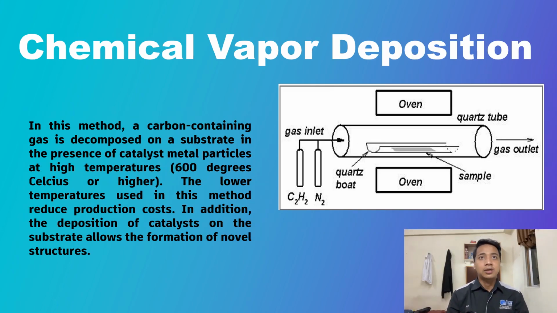In this method, a carbon-containing gas is decomposed on a substrate in the presence of catalyzed metal particle at high temperature, 600 degrees Celsius or higher. The lower temperature used in this method reduces production cost. In addition, the deposition of catalyst on the substrate allows the formation of novel structure.